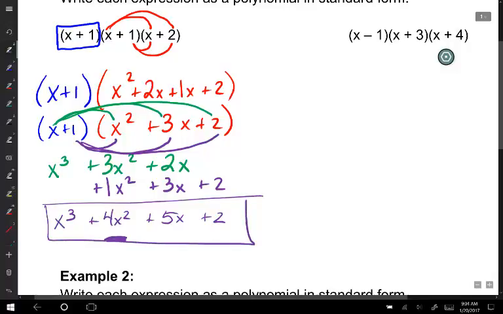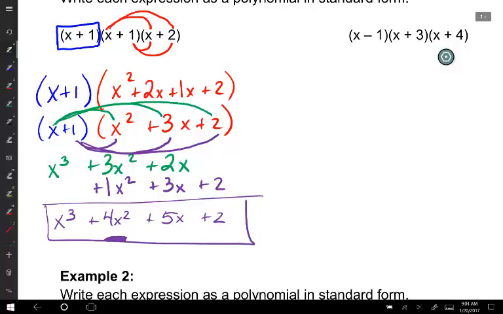Some people like that linear vertical method. Some people don't. If you want to stretch it out and combine your like terms that way, you can also do it that way.